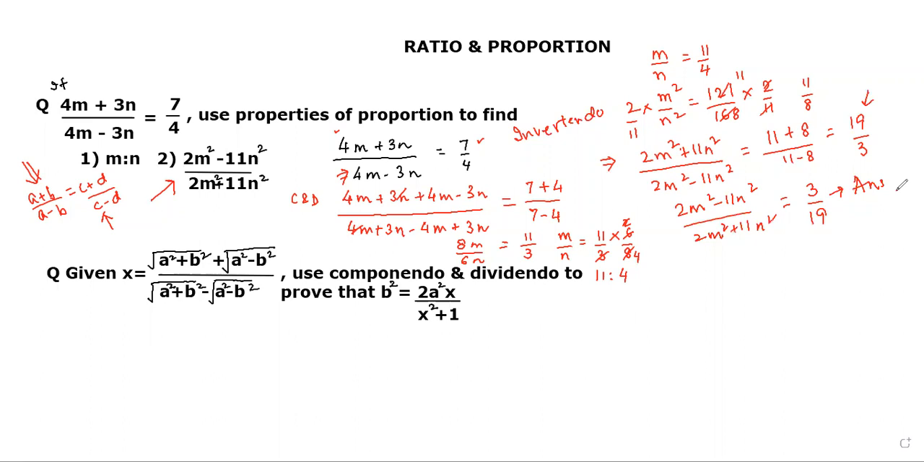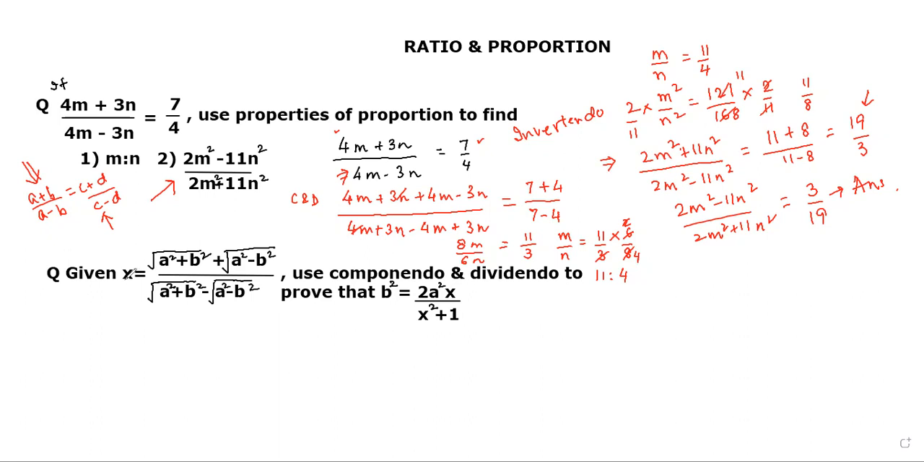I hope it was easy. And let's move to the next one. Again, the question is: given x is equal to this much, use componendo and dividendo to prove that b square is equal to 2a square x upon x square plus 1. So the question is already saying use componendo and dividendo. All right, how should we use componendo dividendo?